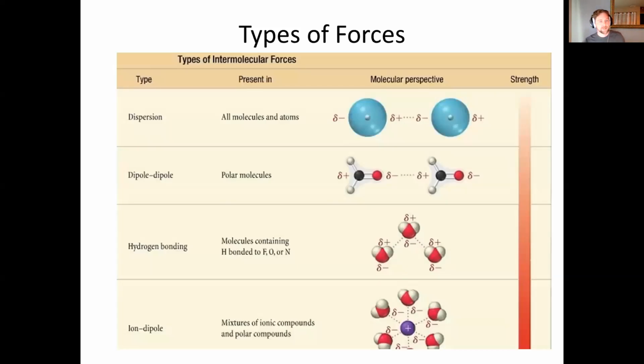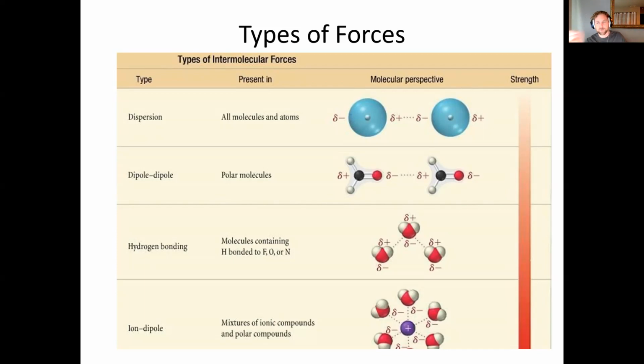So, types of forces. These are ones that happen with covalent structures. The ion dipole is included at the end for when ionic structures, ionic salts, dissolve in water. We have dispersion forces, which are exhibited in all compounds, all molecules that have electrons.